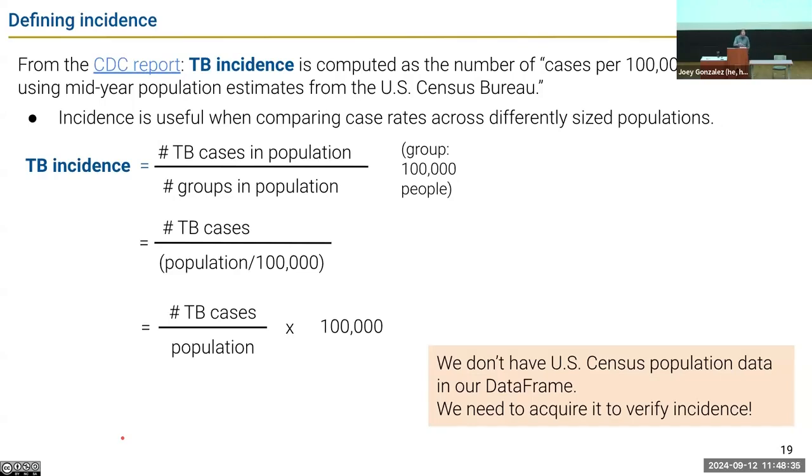Incidence in this case is defined in cases per 100,000 persons. I like this, it could be written many ways. I actually like to think about it this way. So there's this number, which is the number of cases divided by the population.